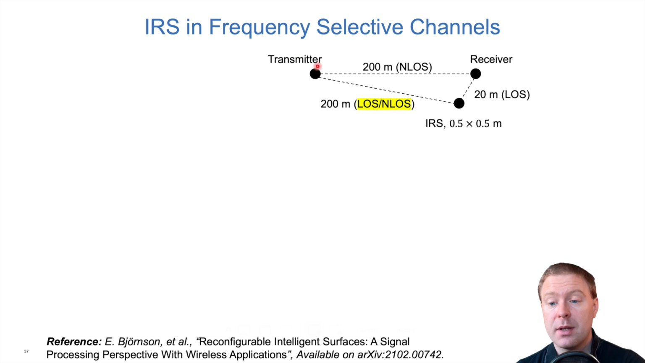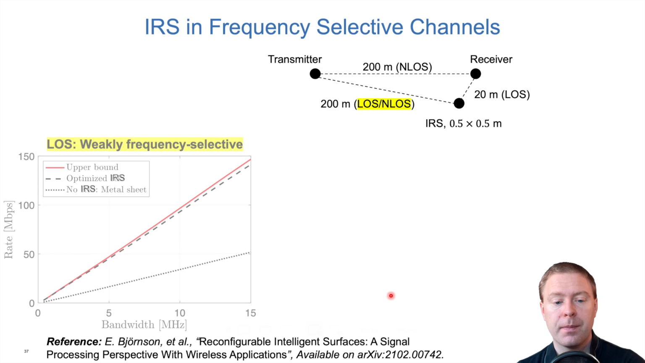So we have a transmitter and a receiver, 200 meters apart. There's a non-line of sight channel between them. And then we have between transmitter and the IRS 200 meters as well, and it's either line of sight or non-line of sight. And then we have a 20 meter line of sight path to the receiver. So the receiver is in the vicinity of the IRS, which is 0.5 meter by 0.5 meter large. And this is a simulation from this recent paper that you see down here.